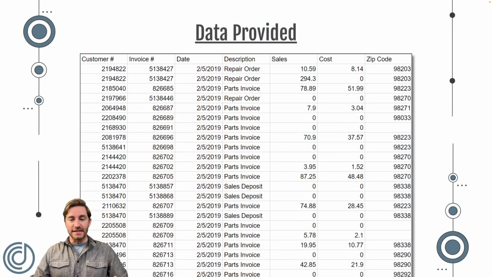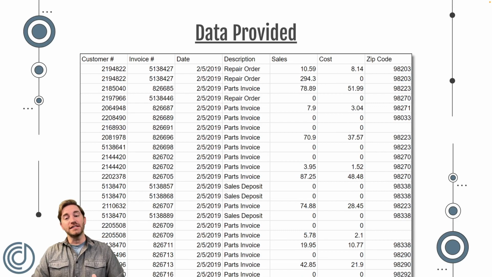Now, you've probably already uploaded some of your information to our system, but if you haven't, I want to show you what you're sending over to us. This is the report. The first column, as you can see, is customer number, but that's not their phone number. We don't collect their name or their email or anything that can identify them as an individual. We simply use the unique customer identifier number that comes out of your DMS.